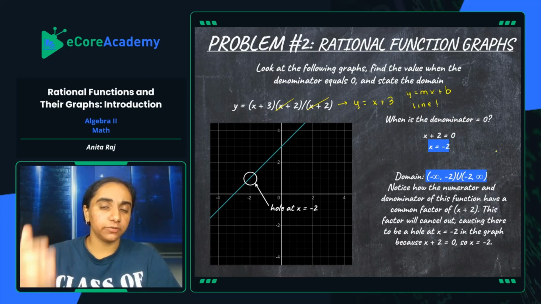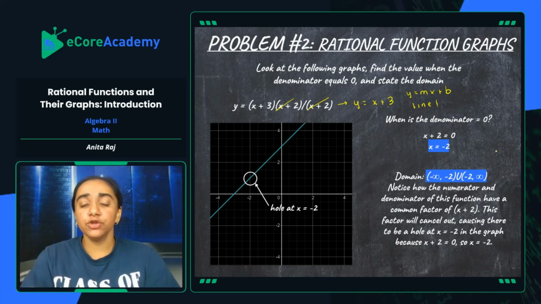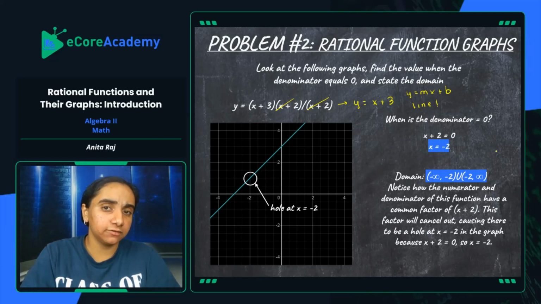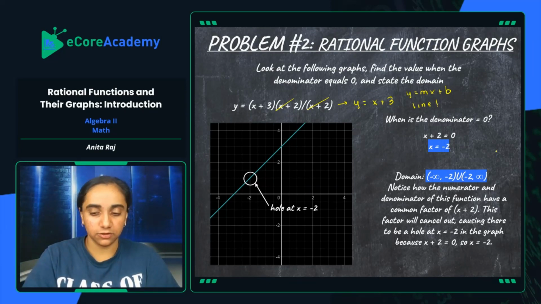Because x plus 2, like we said, we set that equal to 0 because it was the denominator. We subtracted 2 from both sides, we got x equals negative 2. If there was no common factor, x equals negative 2 would be your vertical asymptote. But because there is a common factor and x plus 2 is the common factor, there's instead going to be a hole at x equals negative 2.